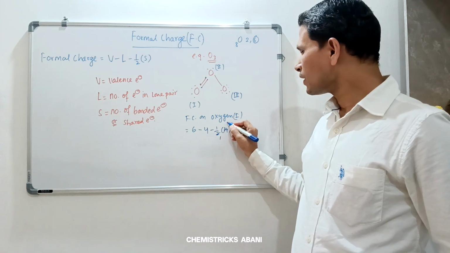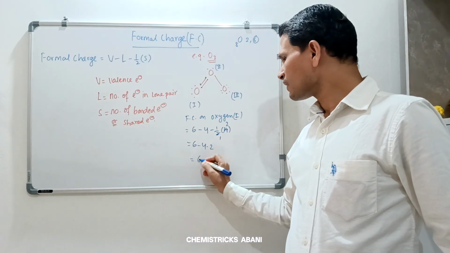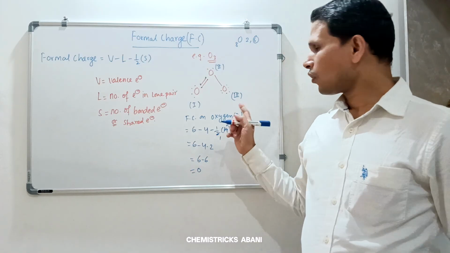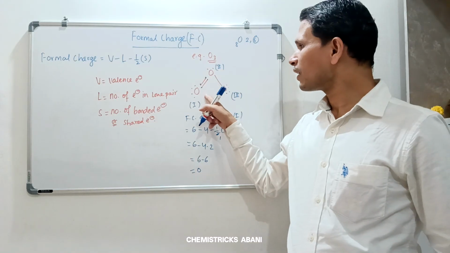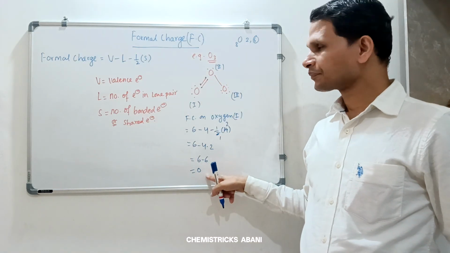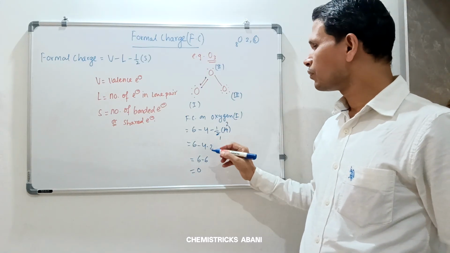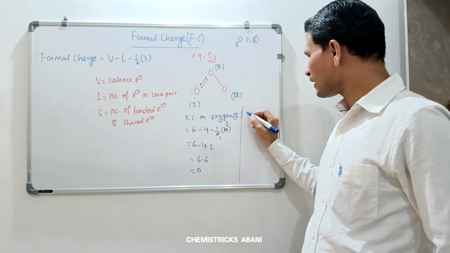So cancel it: 2 1s are 2, 2 2s are 4. Now it becomes 6 minus 4 minus 2. That is 6 minus 6, which is 0. So the formal charge on oxygen 1 in the ozone molecule structure is 0. Next we will find the formal charge on oxygen 2, and similarly the formal charge on oxygen 3.